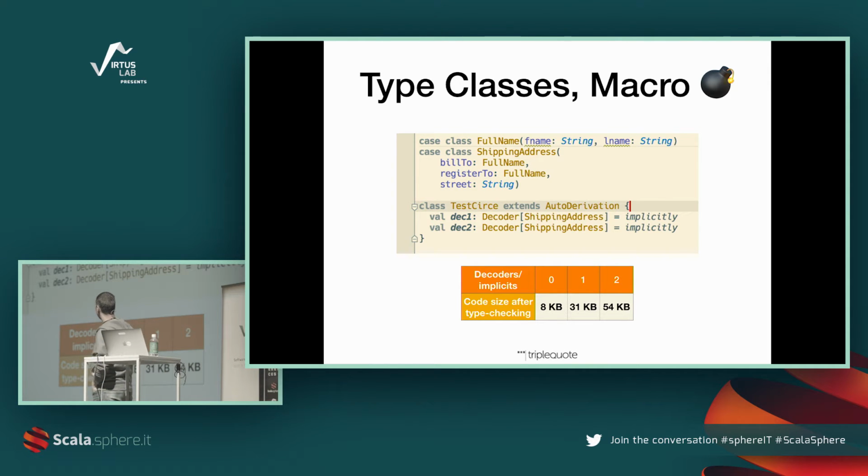After type checking, if I comment both lines, and if I print out the source code, it will be 8 kilobytes, which is fine. It's not a lot of code, and there are also some imports in there that I didn't show you. If I uncomment one, that goes to almost 4 times the size. And if I uncomment the second one, it explodes almost another 2 times. So this is the type of cost that you get by using type classes and macro derivation.